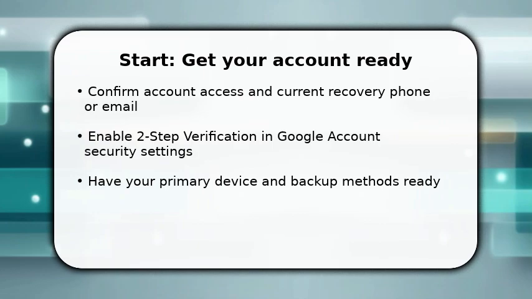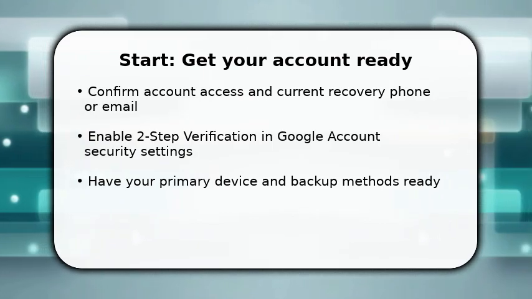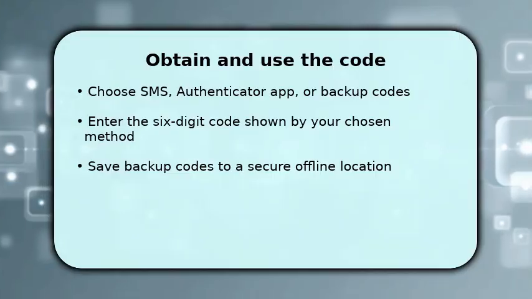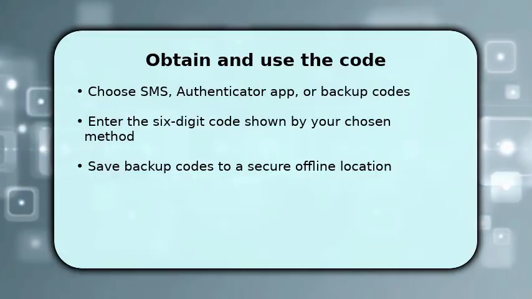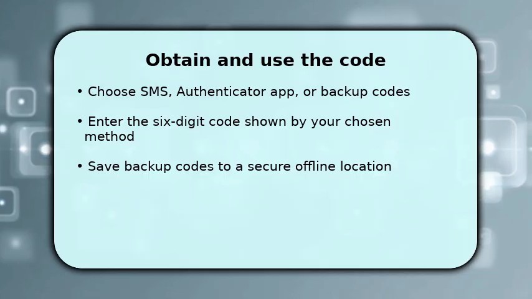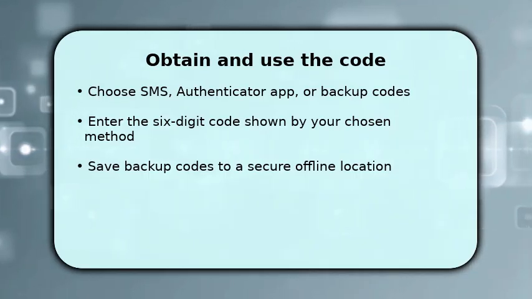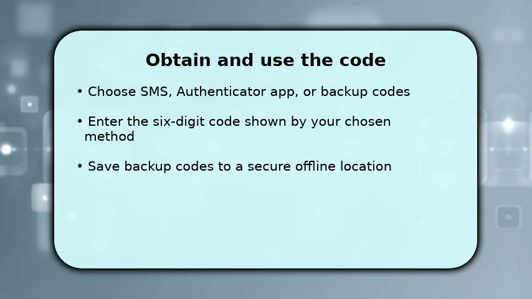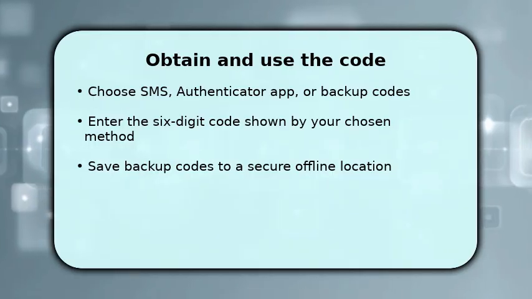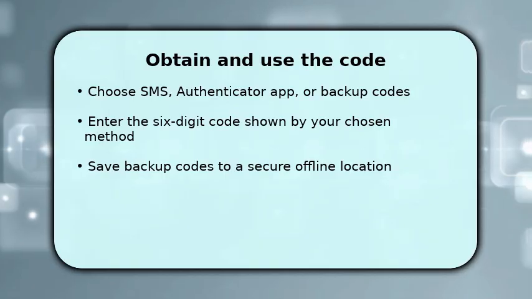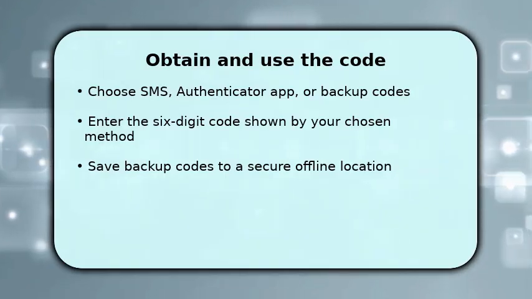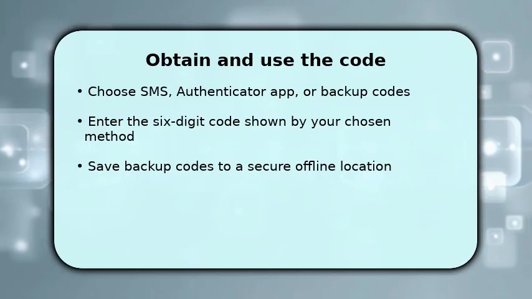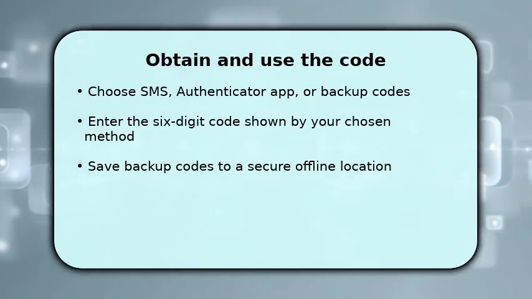Once you request a code, check the delivery channel you selected. SMS appears as a 6-digit text, the Authenticator app shows a rotating code, and backup codes are static printable values. Enter the exact 6 digits into Gmail's verification prompt. Typing mistakes are the usual blocker, then submit. If using an authenticator, sync device time if codes are rejected.